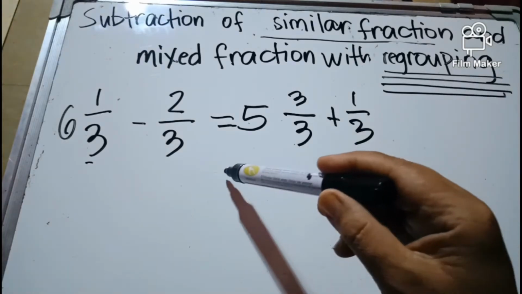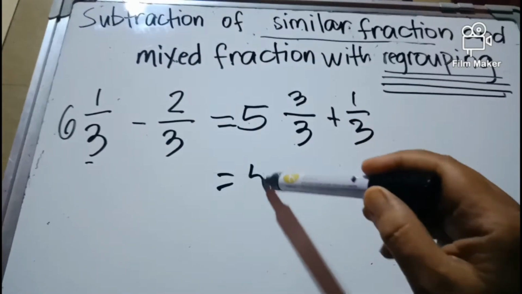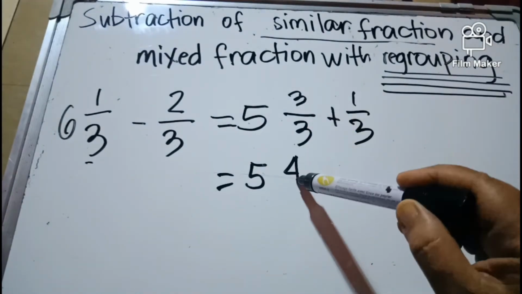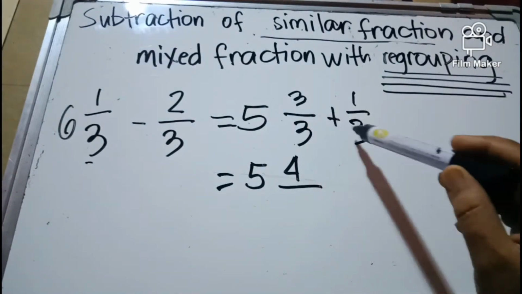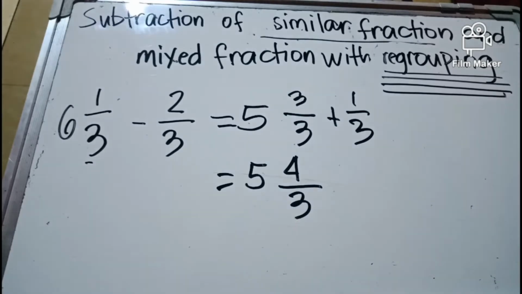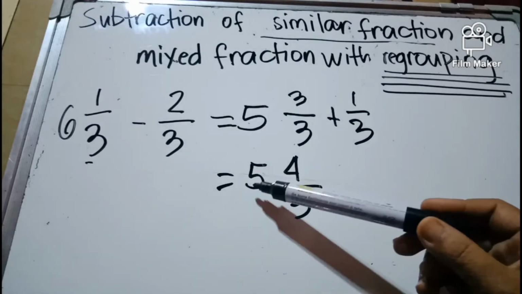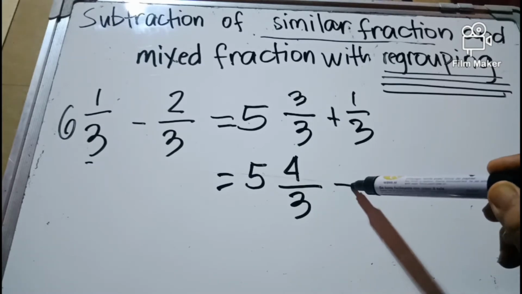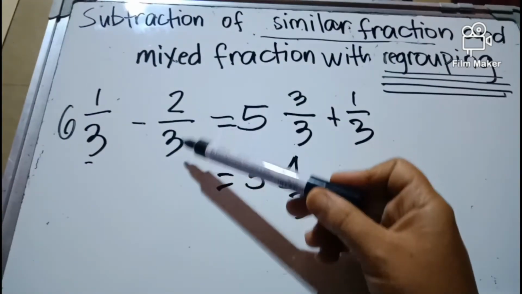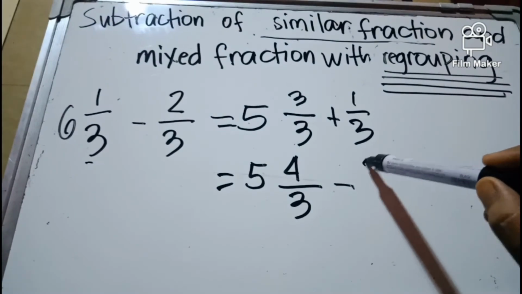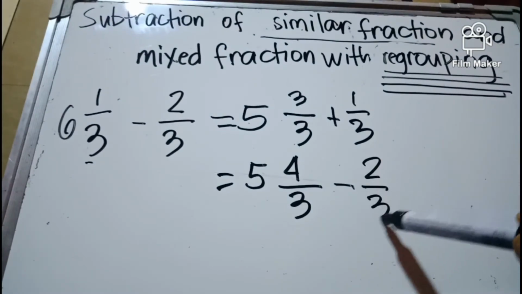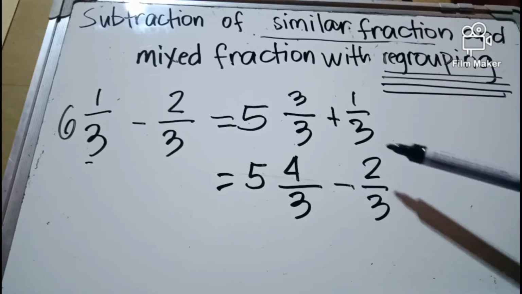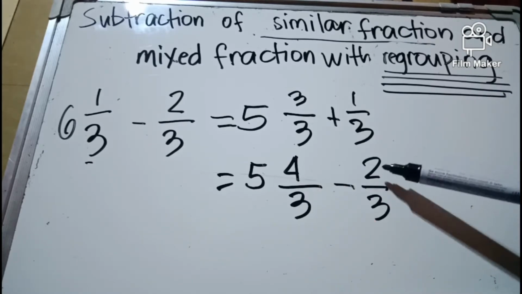So, meron na tayong copy the whole number 5. 3 plus 1 is equals to 4 and copy the denominator 3. So, we now have 5 and 4/3. And then, subtract natin yung ating subtrahend na fraction. Minus 2/3. So, kung napapansin natin, our minuend is greater than our subtrahend.